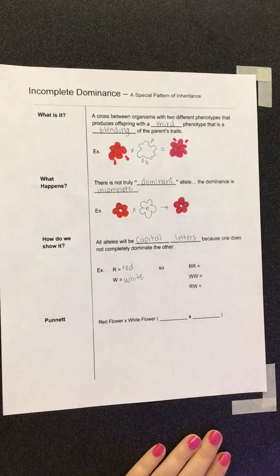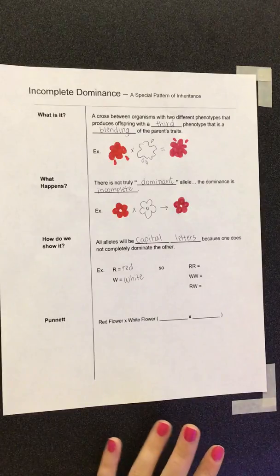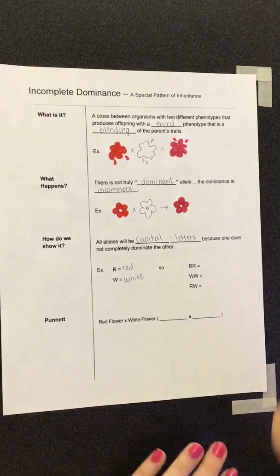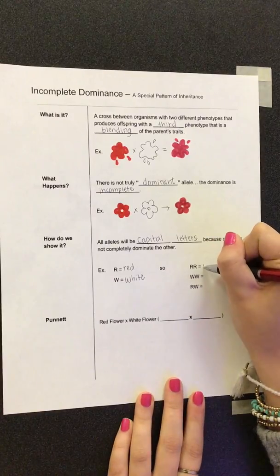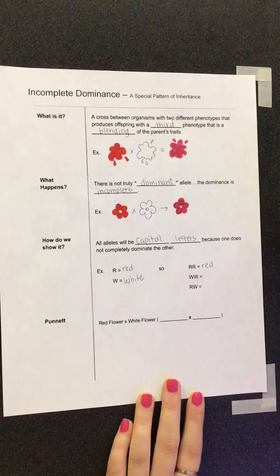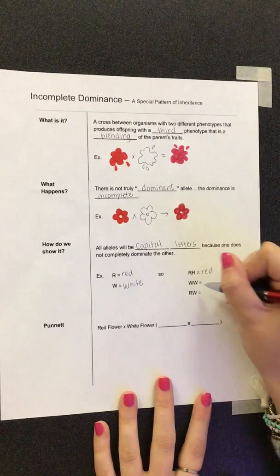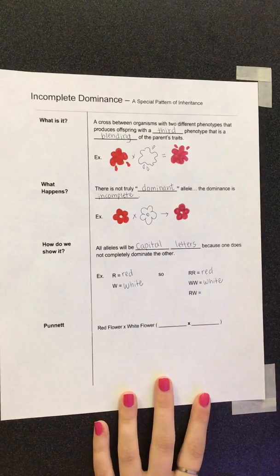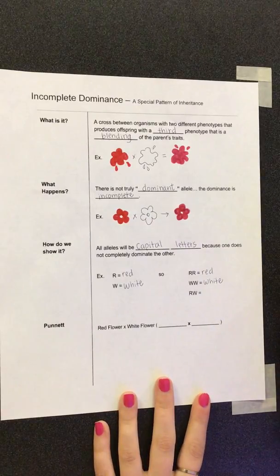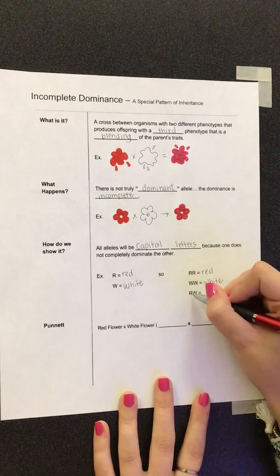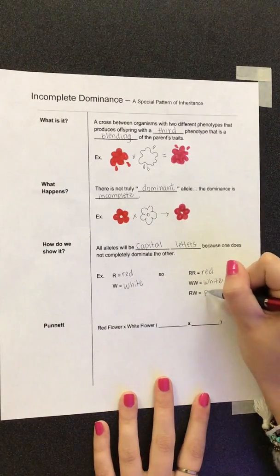And there are 3 combinations of red and white to make a different flower color. RR would be a red flower. It has 2 red alleles. WW would be a white flower. It has 2 white alleles. And RW is going to be a blending of the red and the white, so it will have a pink flower.